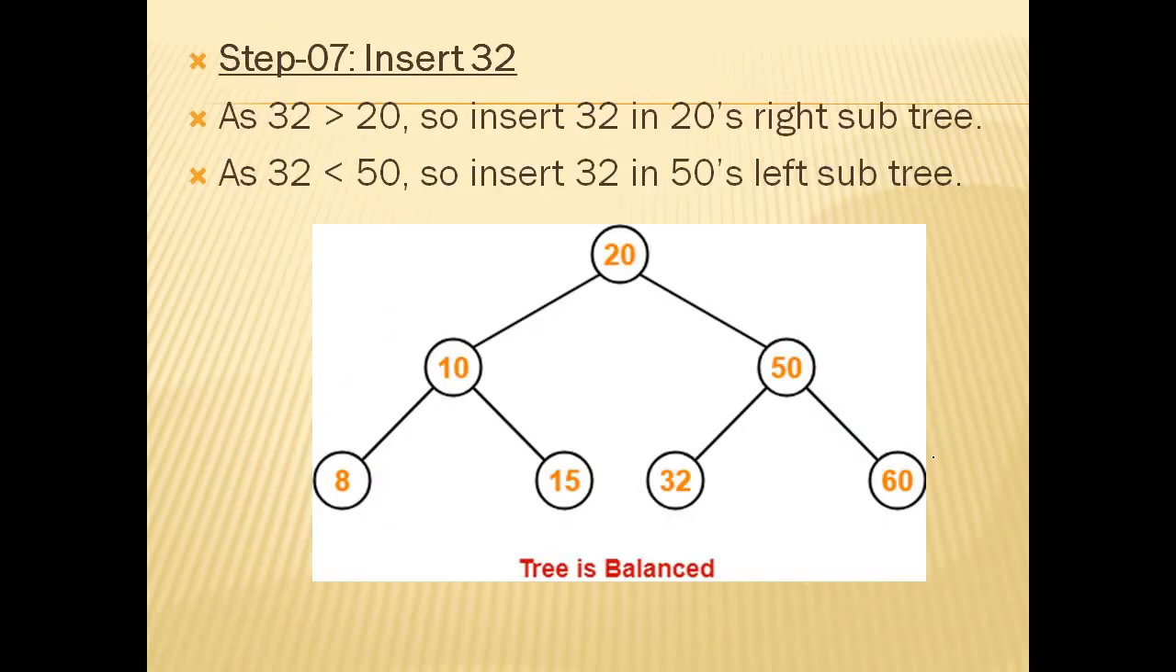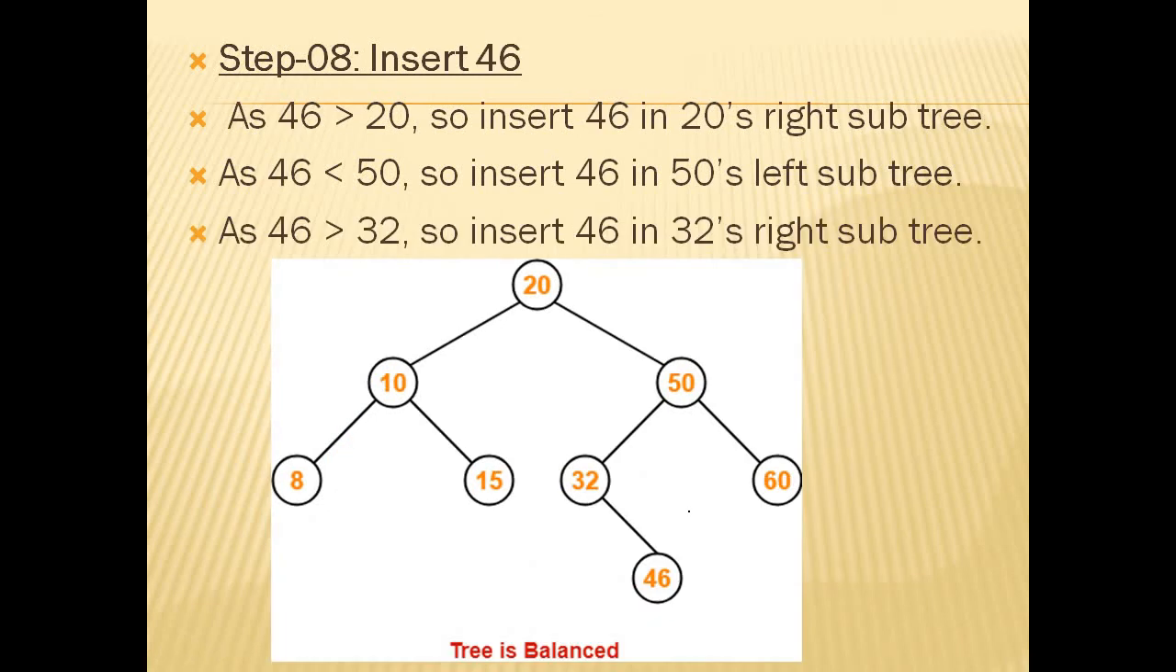Next, I am going to insert 32. So now the root is 20. 32 is greater than 20, so it comes to the right hand side. We have 50. 32 is less than 50, so on the left hand side we'll insert. Now the tree is balanced.